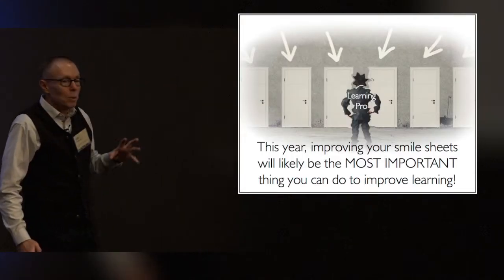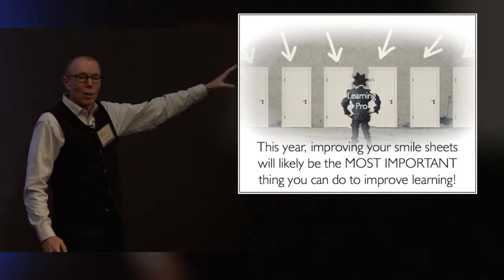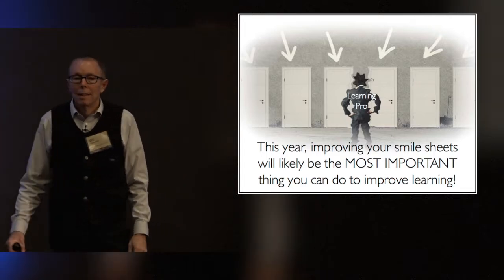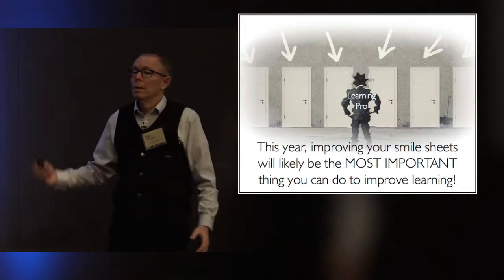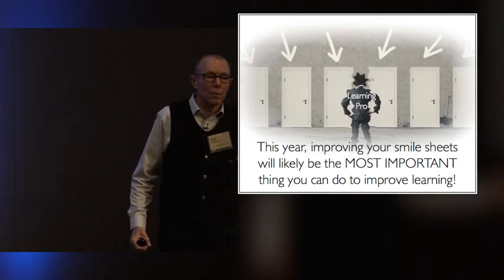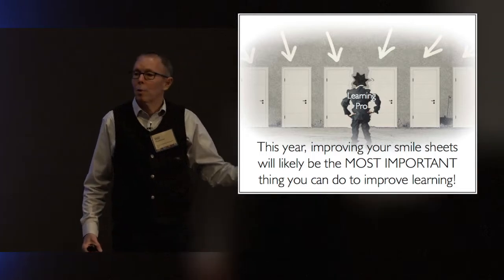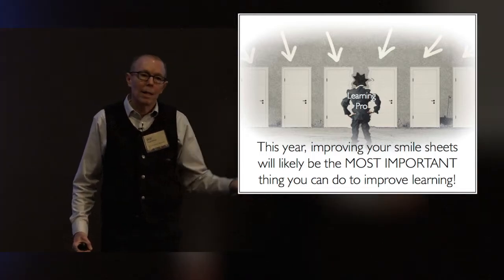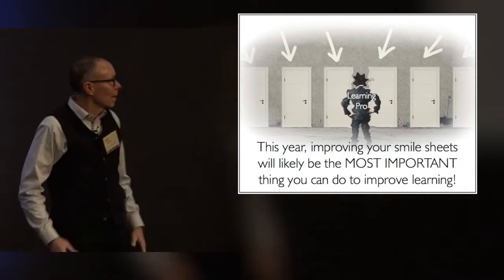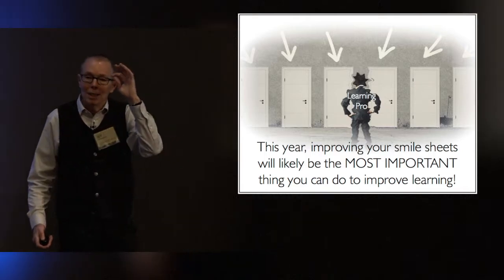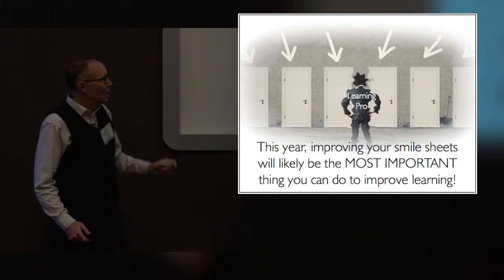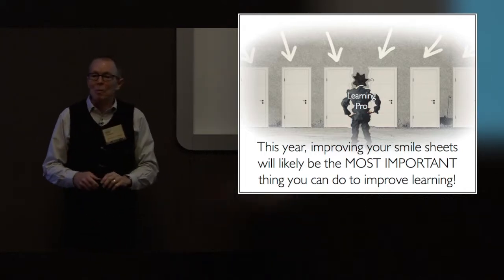I'm going to make a bold statement here. We are learning professionals, and we have a number of decisions we make every year. And we have to prioritize what we do. And what I've seen, and what you've probably seen as well, is that the smile sheet work that we do tends to be a low priority. We sort of have to do it, but we don't prioritize it. We prioritize design and things like that much more appropriately. But I'm here to make this bold statement. This year, improving your smile sheets will likely be the most important thing you can do to improve learning.